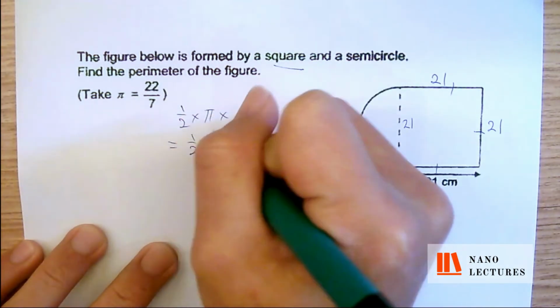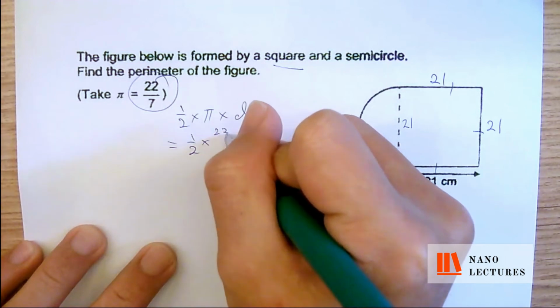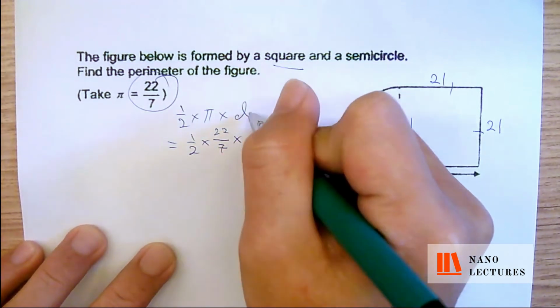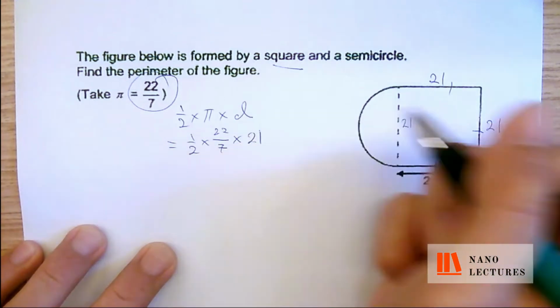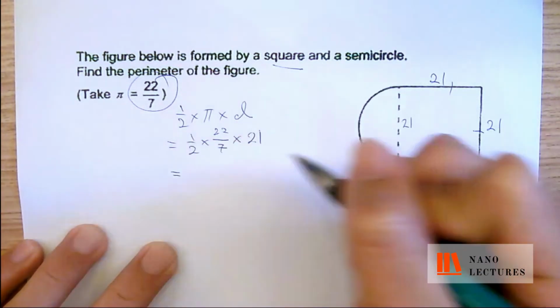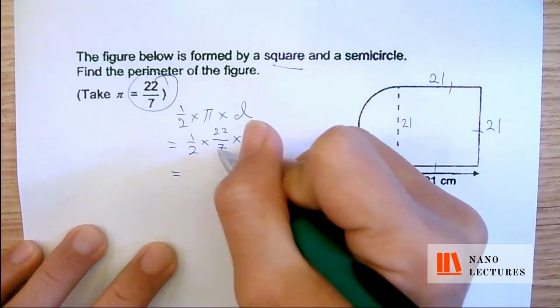Okay, so half times pi, given to be 22/7. Do not use the one inside the calculator, please. Multiply by diameter, so diameter will be 21 over here. Okay, then what can you do? Change your diameter to a fraction and then start multiplying.